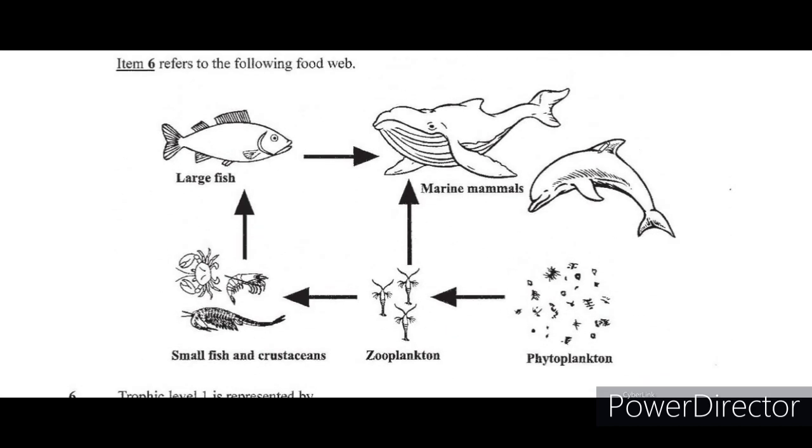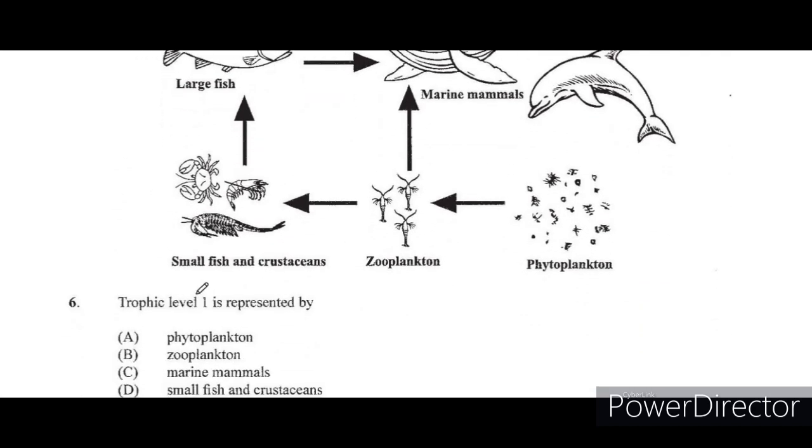Right, item six refers to the following food web, another food web here. The first trophic level, or trophic level one, is represented by this thing right here, the phytoplankton.